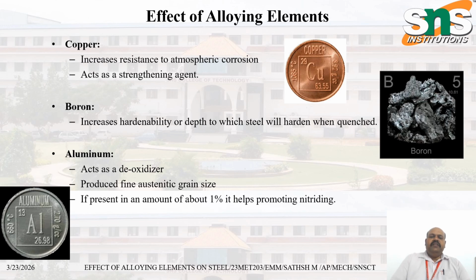Aluminium acts as a deoxidizer and produces fine austenitic grain size. If present in an amount of about 1%, it helps in promoting nitriding.